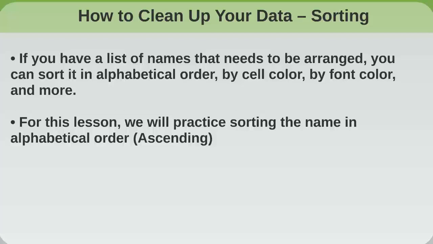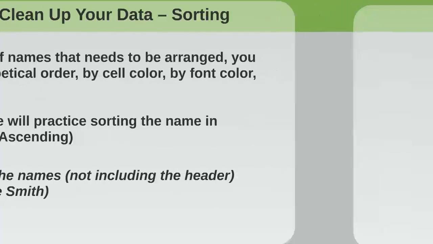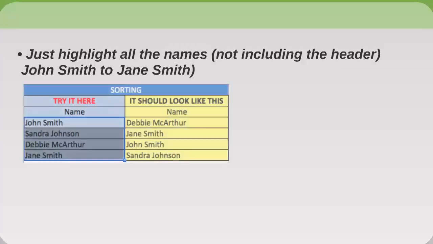Now, for this lesson, we're going to be practicing sorting the names in alphabetical order, in ascending order. So we're going to highlight all the names, not including the header, John Smith to Jane Smith. All of this is going to make a lot more sense in just a minute when I show it to you in live action. So what I want you to do is highlight all the names, not including the header, John Smith to Jane Smith.